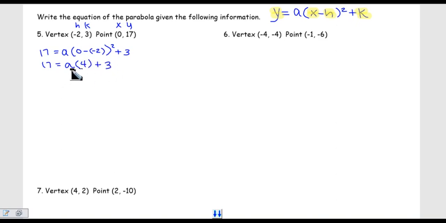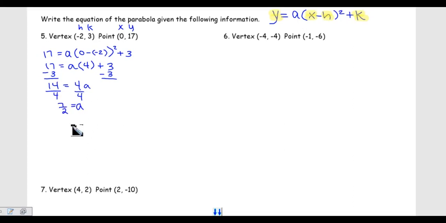Now, if I'm solving for a, I need to start moving things away from the a so that I can get it all by itself. So the first thing that I'll move is I'll subtract 3. That gives me 14 equal to, and I'm going to write this as 4a. And then I'm going to divide both sides by 4. And I get a equals, both of these are divisible by 2, so I get 7/2.